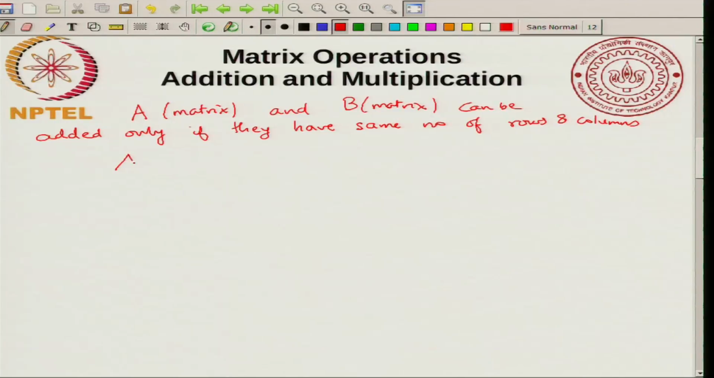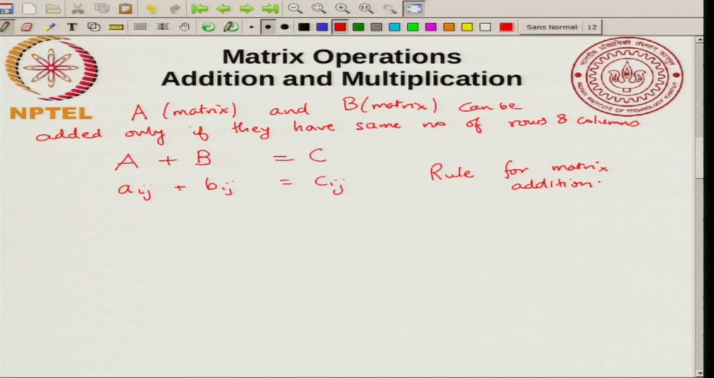If you had A plus B equal to C, then I can write that a i j plus b i j equals c i j. This is the rule for matrix addition. What this means is that you have to add the elements term by term. That means you add the ijth element of A to the ijth element of B to get the ijth element of C. So if A is an m by n matrix, B should also be an m by n matrix, and C also is an m by n matrix.